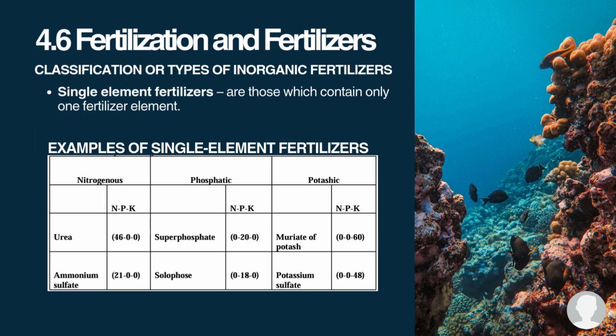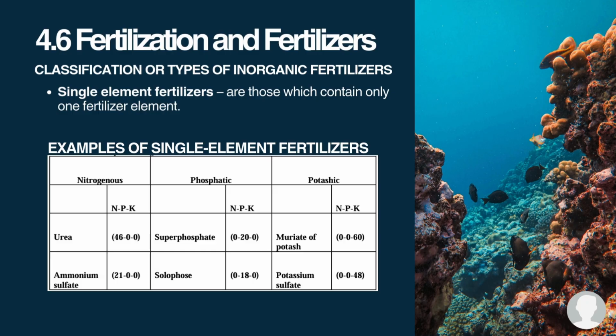So, for the classification or types of inorganic fertilizers, first we have the single element fertilizers, which are those that contain only one fertilizer element. Below is a table of examples of single element fertilizers. For nitrogenous fertilizers, we have here urea and ammonium sulfate, which have 46 and 21 nitrogen respectively, with no amount of phosphorus and potassium. Another one is phosphatic fertilizers, and we have here the superphosphate and cellulose, which have 20 and 18 phosphorus respectively, with no amount of nitrogen and potassium.